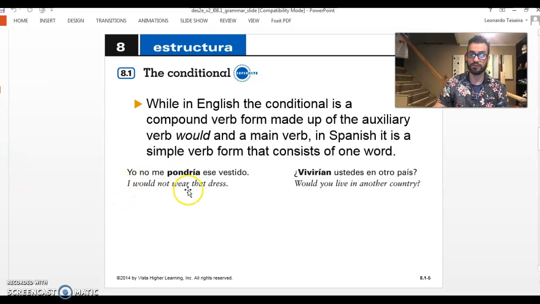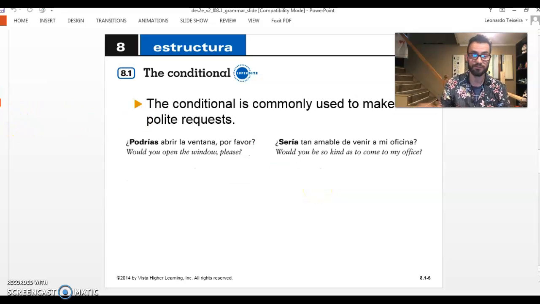So yo no me pondría ese vestido. No, I would not wear that dress. ¿Vivirían ustedes en otro país? No? Would you like to live in another country?